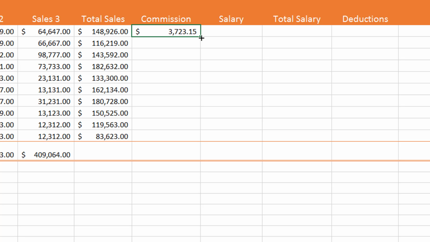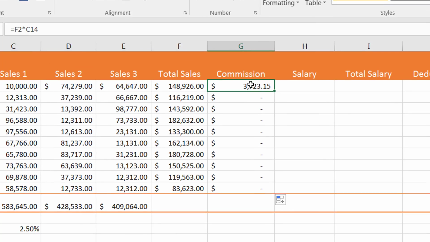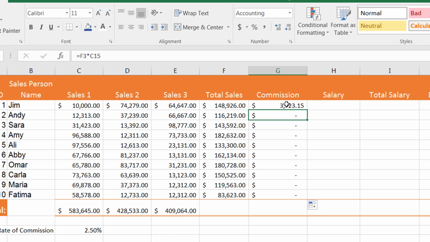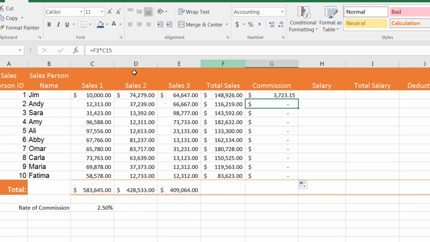Now when I autofill the formula, you will notice something very weird. All the remaining rows get a value of nothing. The reason is, look at the formula again. F2 times C14, but when I autofill it, it becomes F3, which I want, the sales from F3, times C15, but there is nothing in C15. So relative cell reference always takes things and copies them over in sequence.